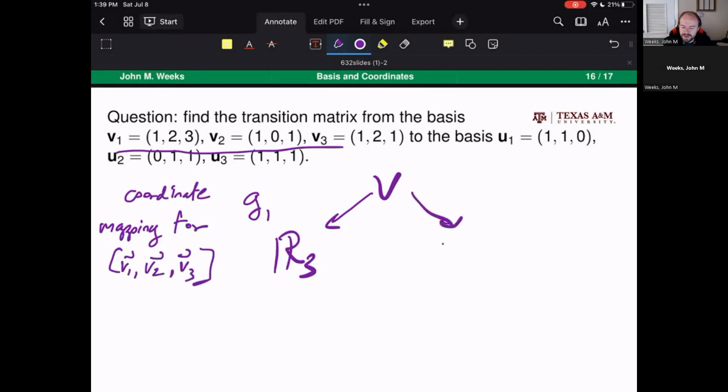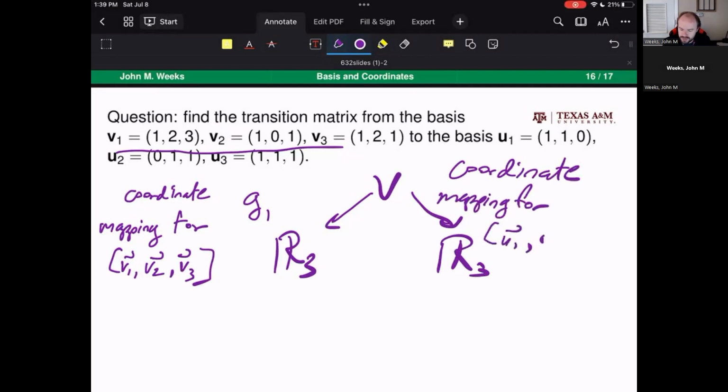And then we have another way to write this in terms of R3. And this is going to be the coordinate mapping in terms of where we're trying to end up. We're trying to end up at the basis U1, U2, and U3. So this is the picture that we're looking at. This one's G1, this one's G2.